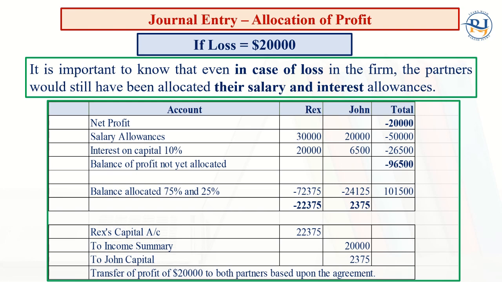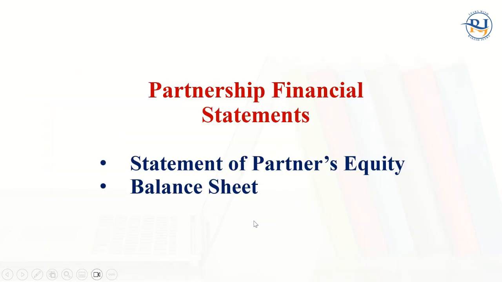22,375, and the other partner John is getting a profit of 2,375. So the journal entry would be: Rex capital will reduce, meaning debit, and income summary that we will write here, and John capital that will be 2,375 that he will get. John capital will increase, but Rex capital will decrease. So transfer of the loss of 20,000 to both parties based upon the agreement.